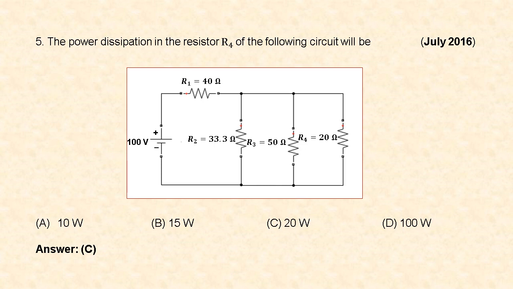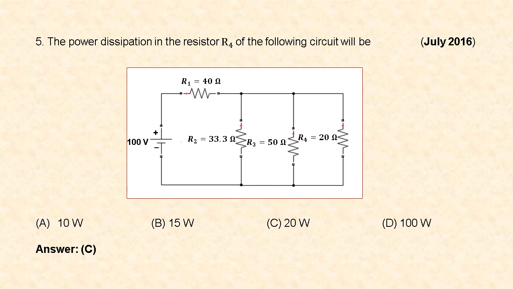Next question. The power dissipation in the resistor R4 of the following circuit will be. This question was asked in July 2016. So in the circuit they have given voltage as 100 volt and 4 resistors. Resistor R1 is equal to 40 ohm, R2 is equal to 33.3 ohm, R3 is equal to 50 ohm, R4 is equal to 20 ohm.